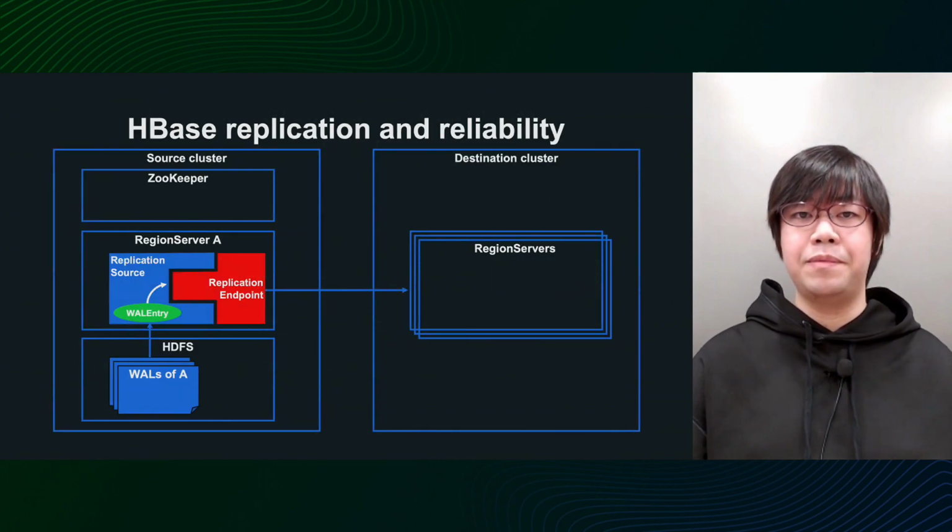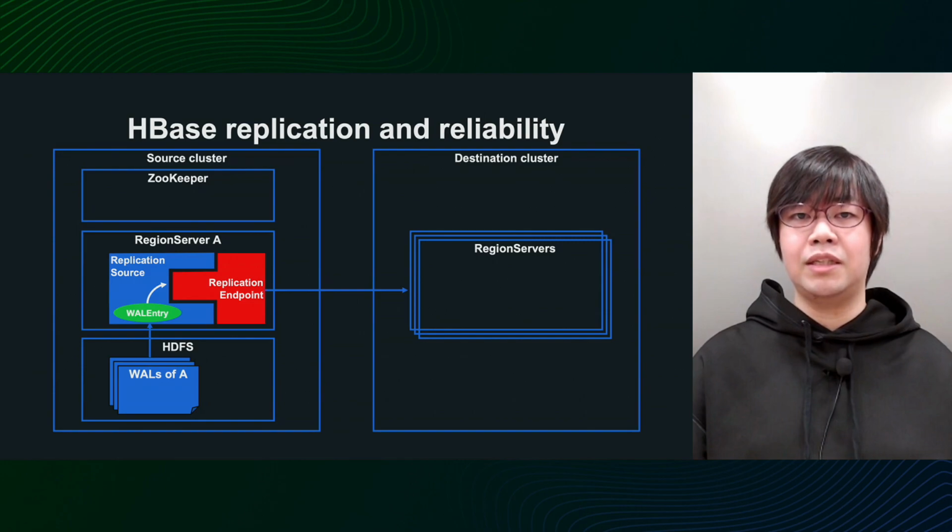HBase has a cross-cluster replication function as a standard function. Here we assume that the replication from the source cluster to the destination cluster is set up, and explain this replication. If replication is set up on the source cluster, each region server initiates a thread called replication source. This replication source reads the WAL file on the HDFS and hands over each entry of the WAL file to ReplicationEndpoint.